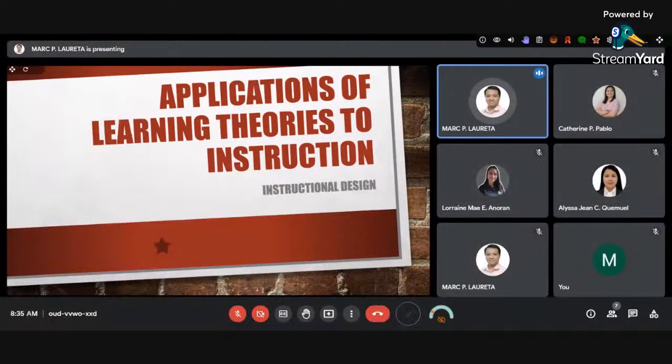Alternate na lang yung ano natin. Next week, ang lecture natin is yung foundation. Ngayon, yung sa application of learning theories. Okay, para hindi kayo mahirapan, ano?